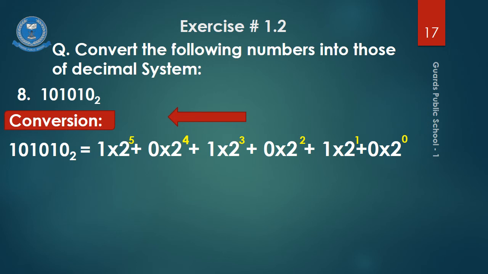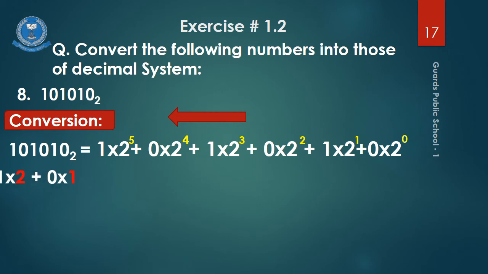Look, first 2 has exponent 0, then second 2 has exponent 1, third 2 has exponent 2, fourth 2 exponent 3, the next 2 exponent 4 and then next 2 exponent 5. Write down first 1 multiplied by 2 plus 0 multiplied by 2 plus 1 multiplied by 2 plus 0 multiplied by 2 plus 1 multiplied by 2 plus 0 multiplied by 2. And then starting from right hand side, assign exponents from 0, 1, 2, 3, 4 and 5.